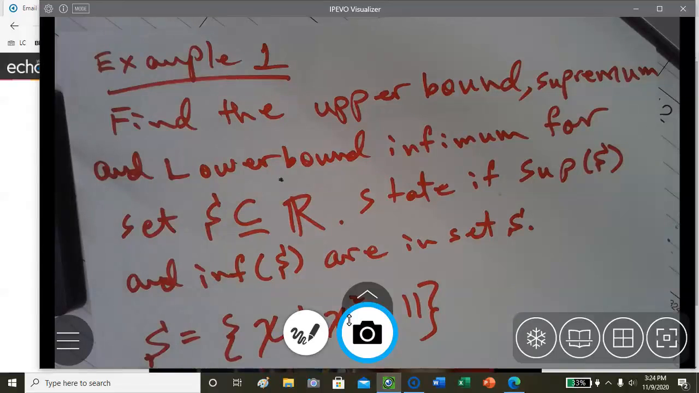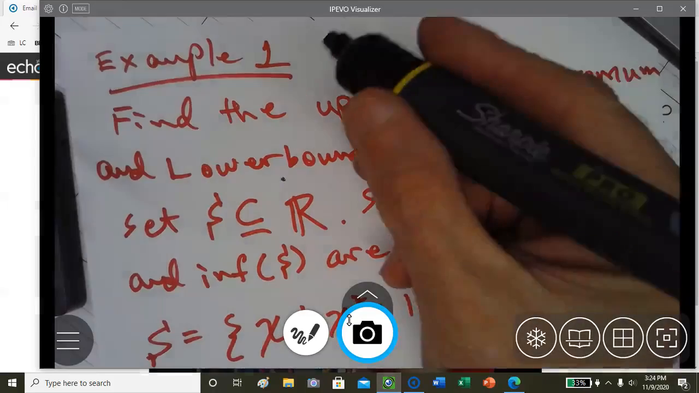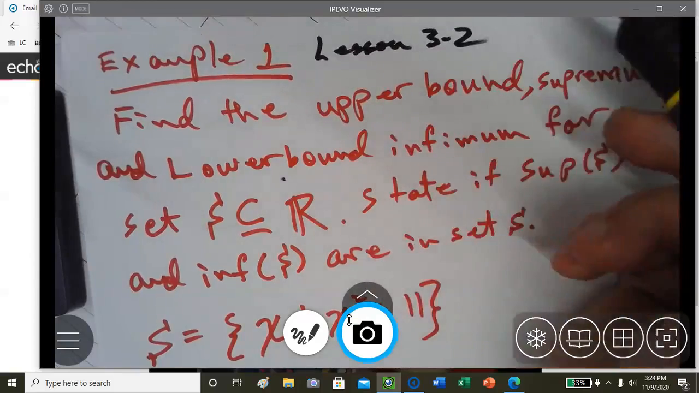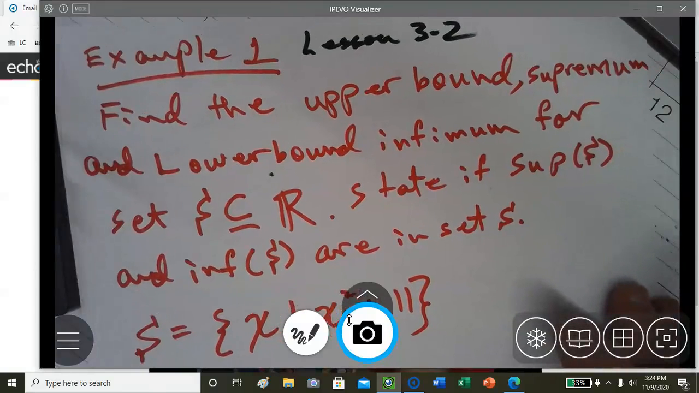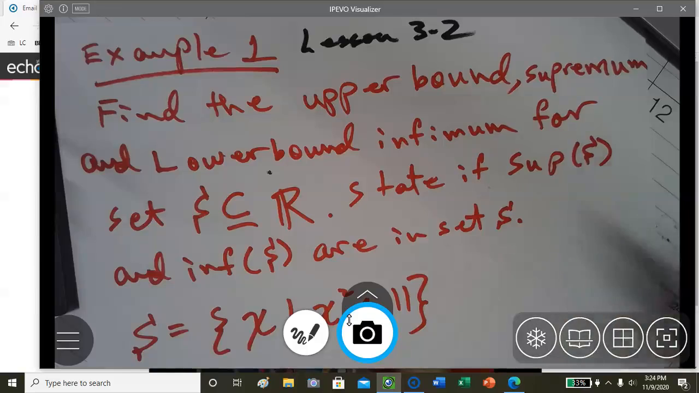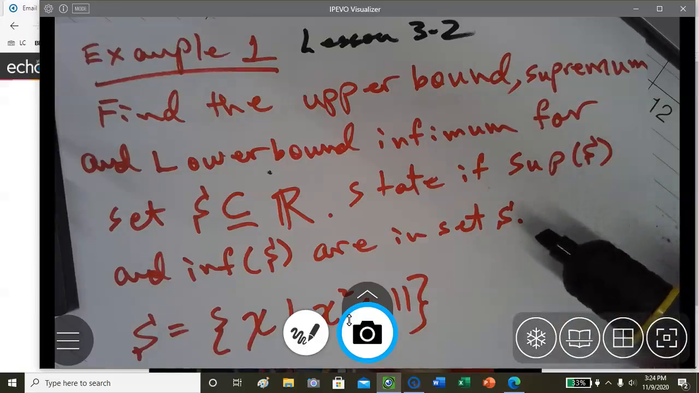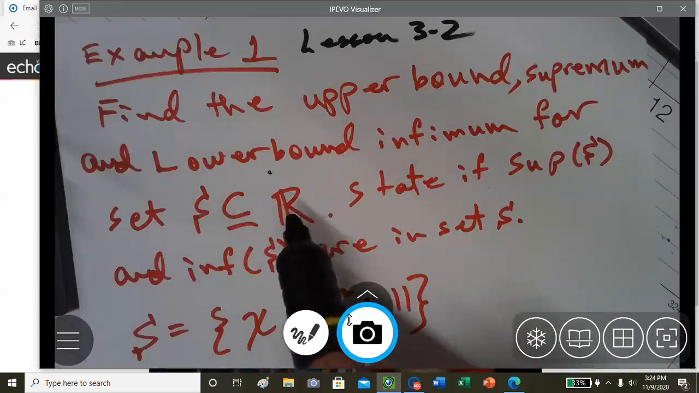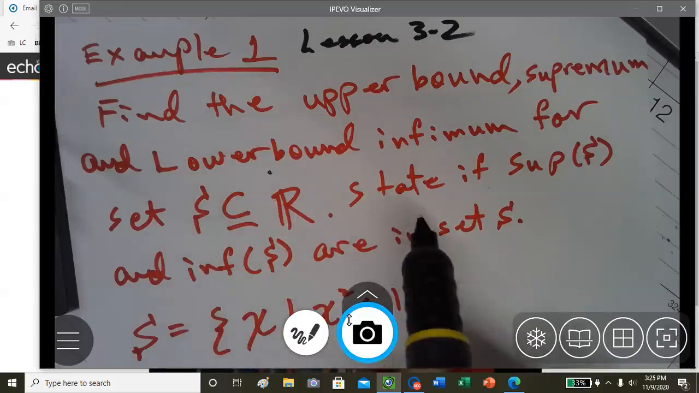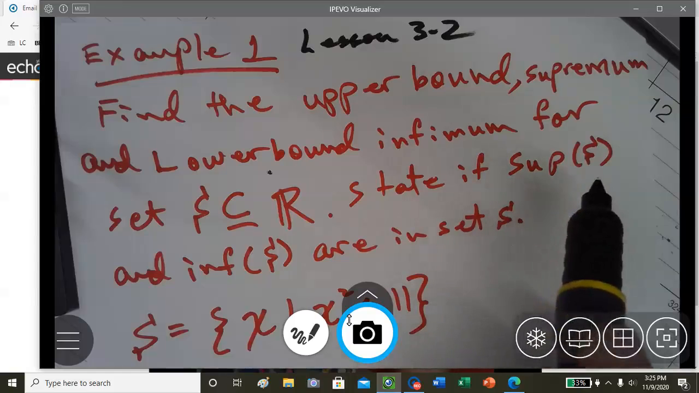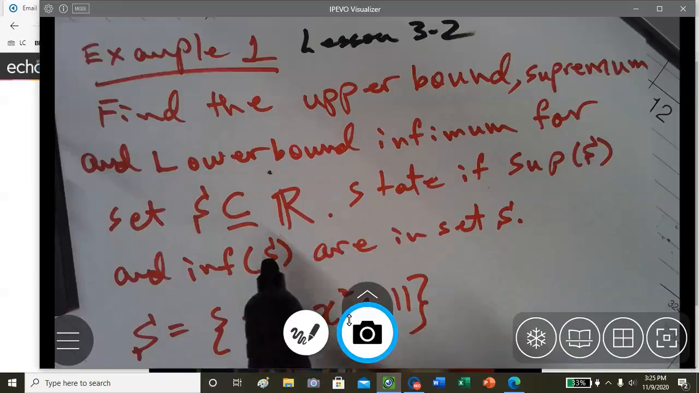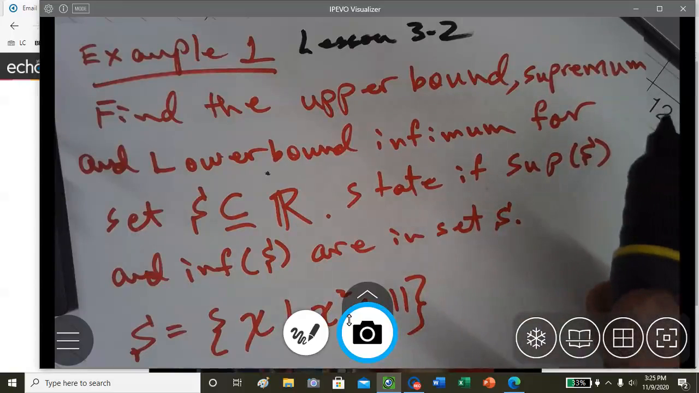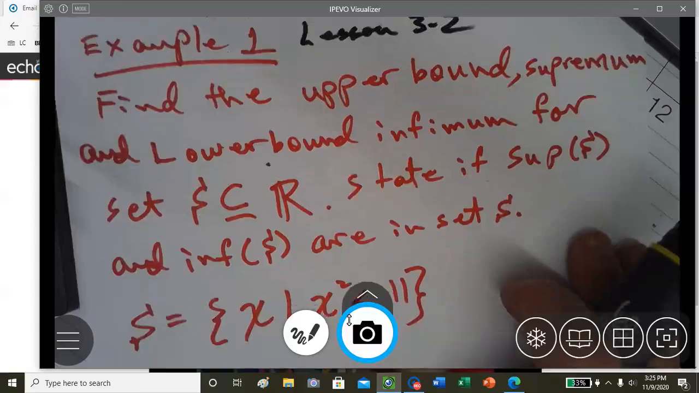Okay, this is example one for lesson 3.2. And here we want to find the upper bound or the supremum and lower bound or infimum for set S, which is a subset of all real numbers. State if the supremum for set S and the infimum for set S are in set S. In other words, the least upper bound and greatest lower bound. We're still looking for those.